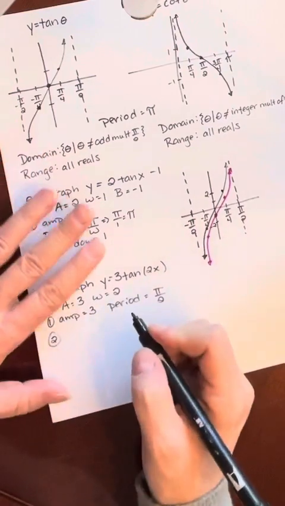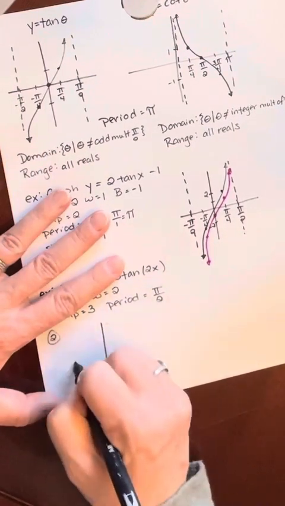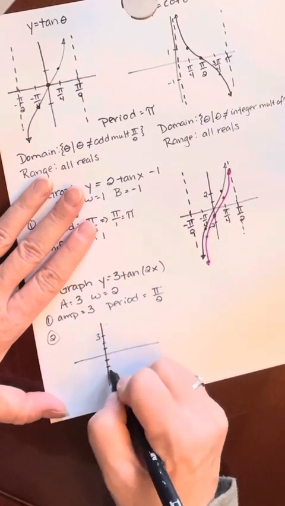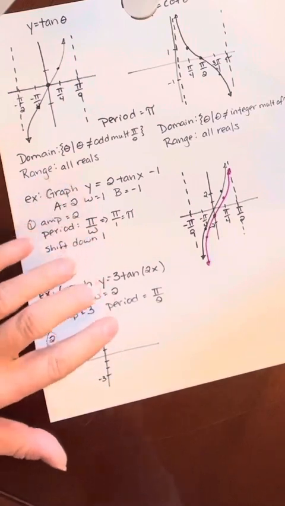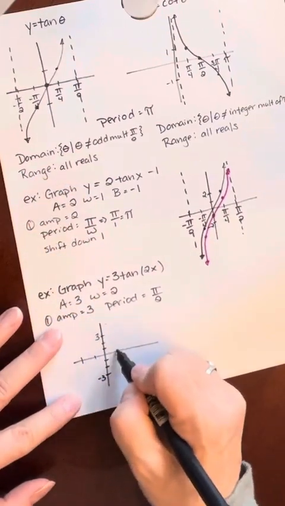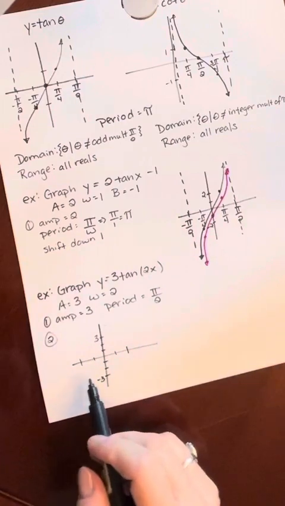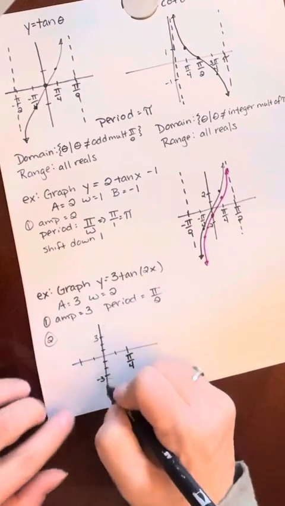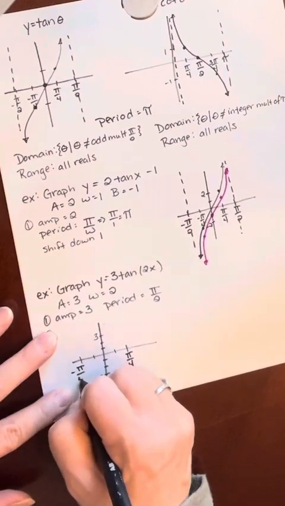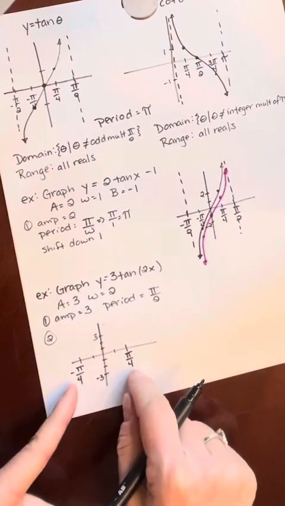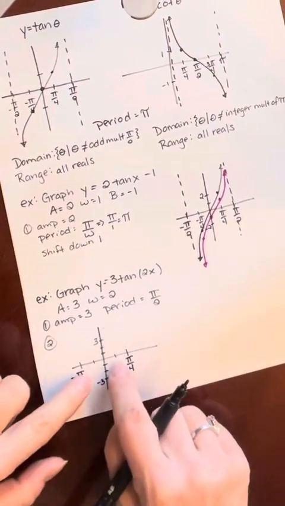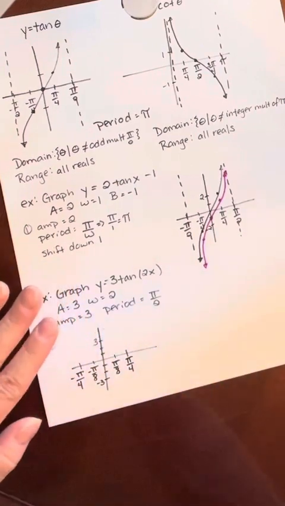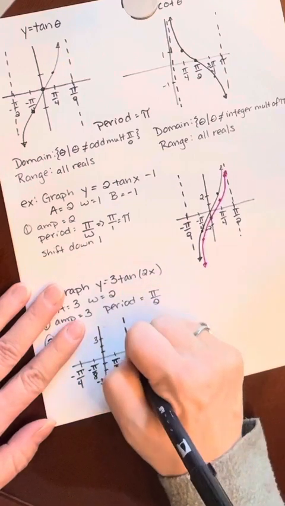So for step 2, for our graphing, we have an amplitude of 3, 1, 2, 3, 1, 2, 3. And the period is pi over 2. So that means from this point to this point has to equal pi over 2. So halfway would be pi over 4. So we're going to place half on this side of the y-axis and then negative pi over 4 over here for the other half. So from negative pi over 4 to pi over 4 is pi over 2. And then we can fill in these halves with pi over 8 and negative pi over 8. So we know where the asymptotes belong now.